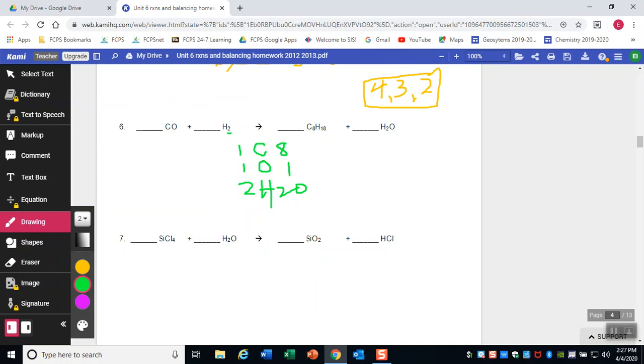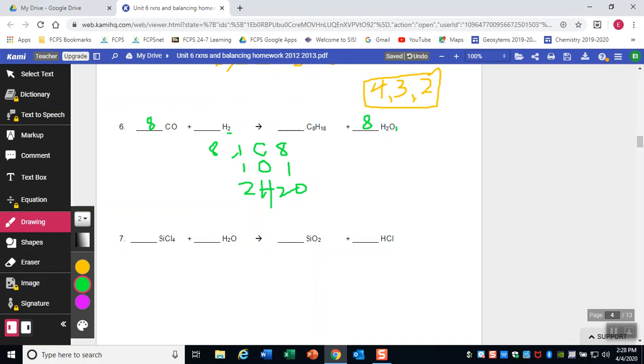So let's start with our carbons. I need to have 8, right? So I'll make that be 8. And if I put an 8 carbon here, that gives me 8 oxygen too, right? It kind of gets distributed. So I have 8 carbons. I also have 8 oxygens. So over here, this subscript is 1, so 1 times 8 is 8.